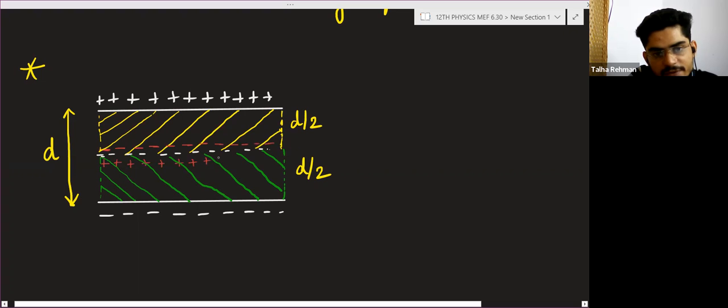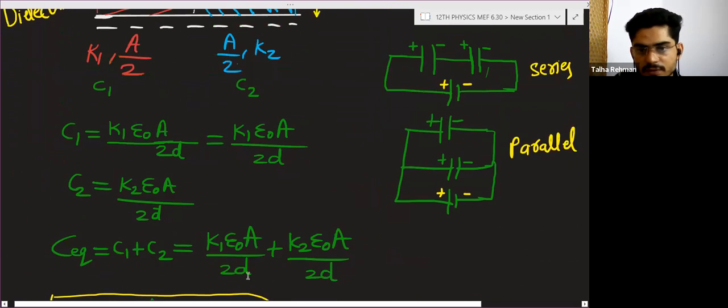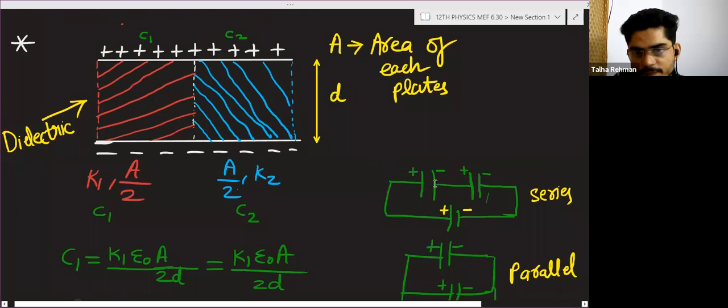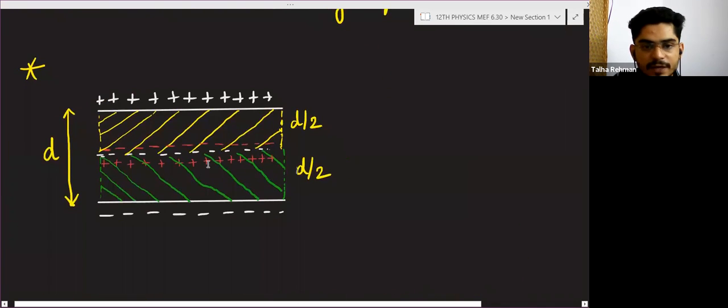So at this time, this is series combination because positive negative plate is connected to positive plates. See here, in series combination, negative plate is connected to positive plates, or you can say opposite plates are connected. Here also now opposite plates are connected. So this is the series combination.